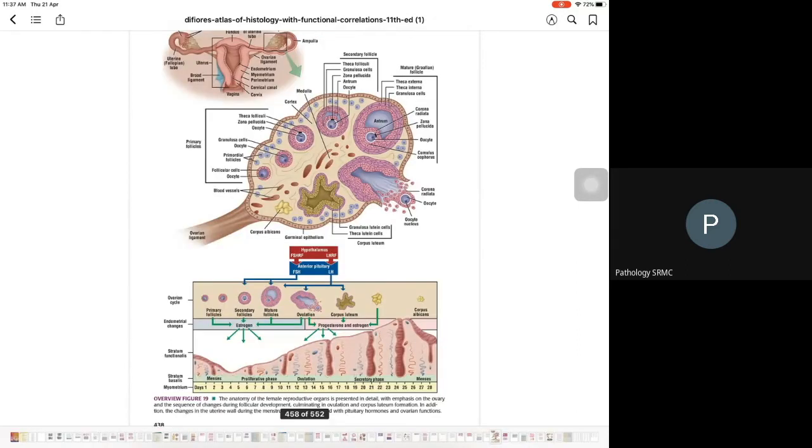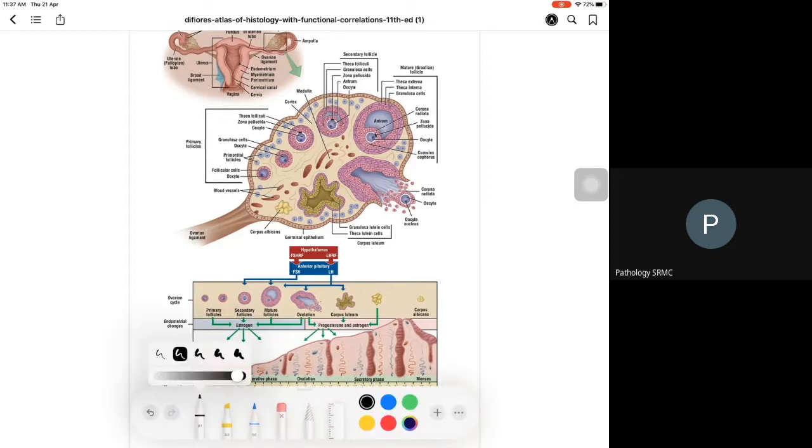Now we are coming to the female genital system. You all know the things you have to remember: this is vagina 1, cervix 2, body of uterus 3, fallopian tube 4, and ovaries 5. There are only 5 structures.